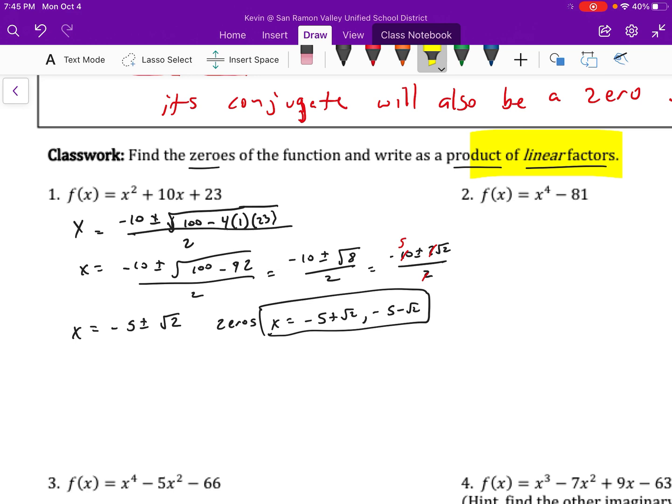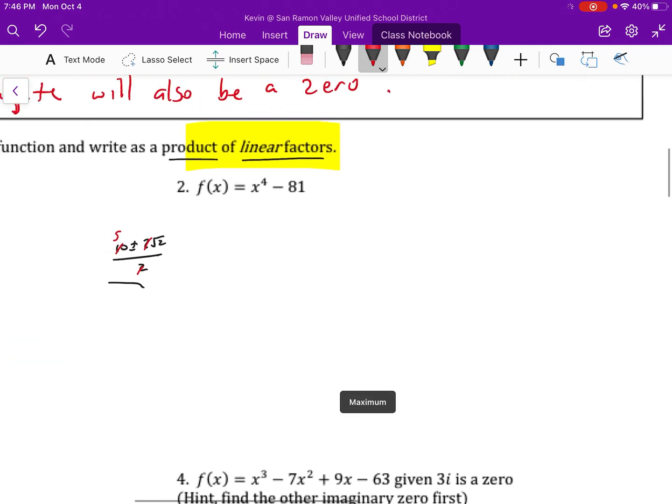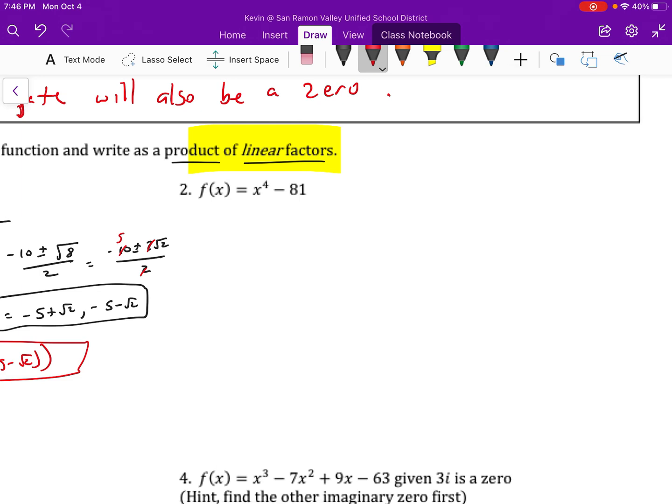And then the second thing it wants us to do is find the product of the linear factors. So we need to write each of these zeros as a linear factor. f of x equals x minus negative 5 plus root 2, and then x minus negative 5 minus root 2. And that's the product of our linear factors. Okay, slide over and let's look at number 2 really quick.